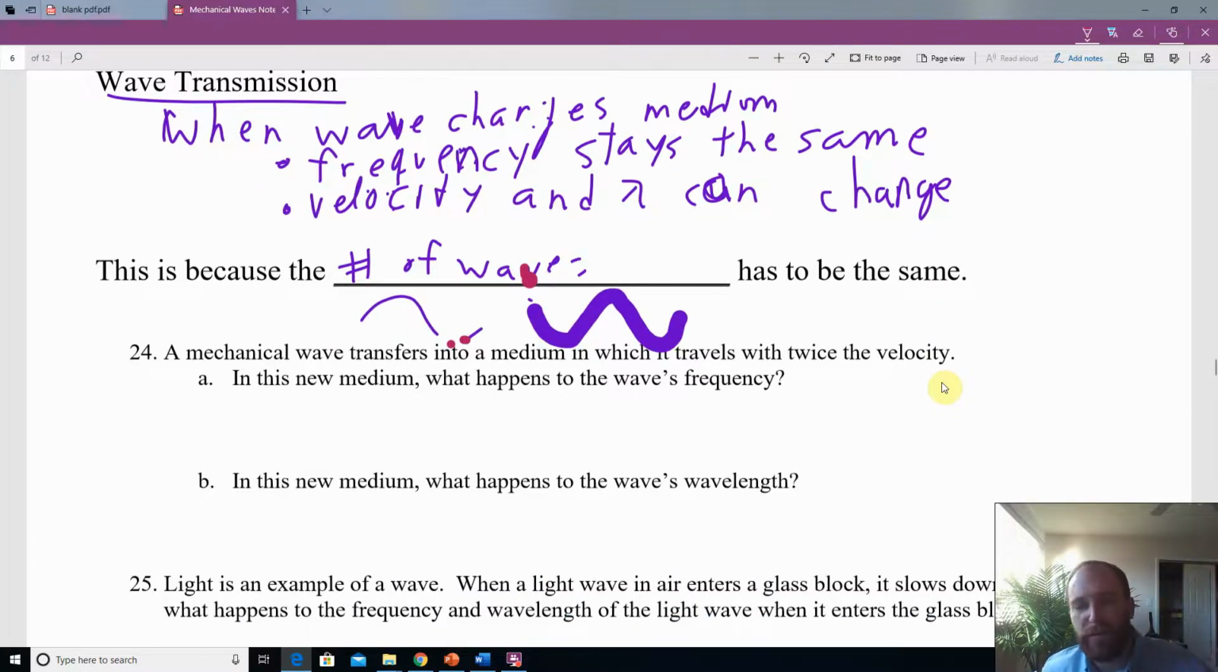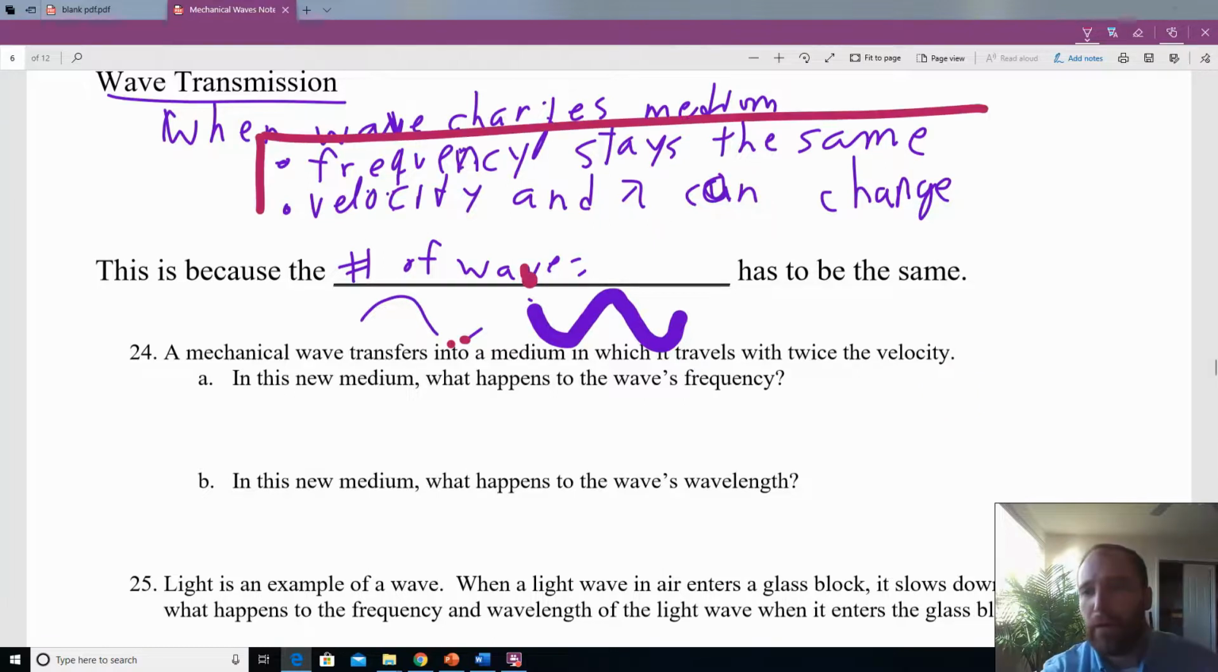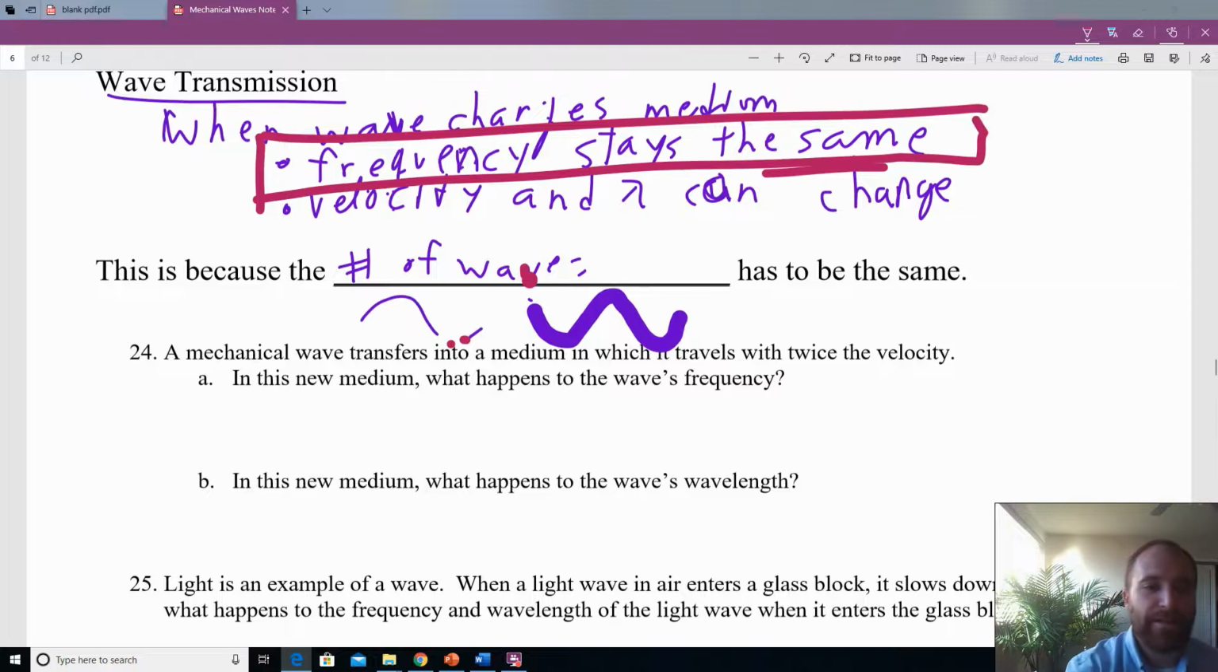So let's look at how we would use that. 24. A mechanical wave transfers into a medium in which it travels with twice the velocity. In this new medium, what will happen to the wave's frequency? Okay, there's one thing I'm asking you to remember. When a wave changes medium, the frequency stays the same. So it's the same. Cool. Done. That's the fact that I would like you to remember.